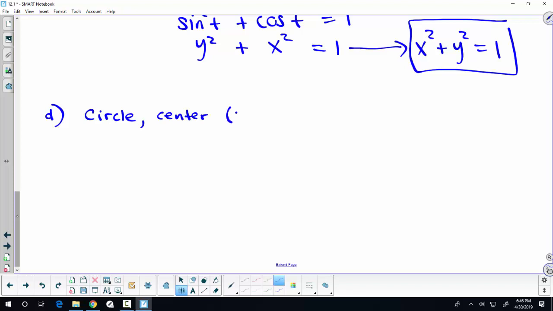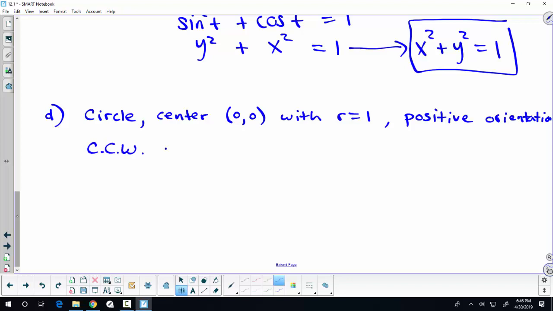In part D we just describe the curve. It's a circle with center (0, 0) and a radius of 1, with positive orientation counterclockwise and an initial point of (1, 0).